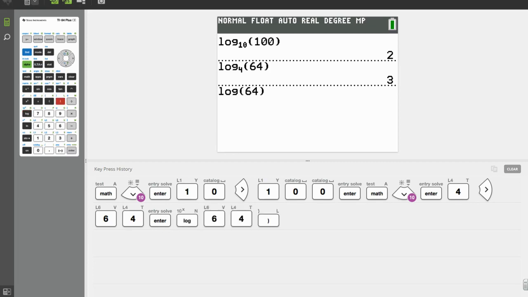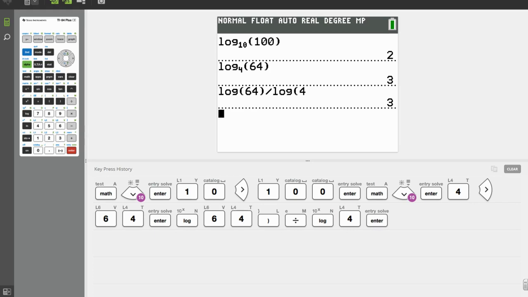In this case, I'm just using the log button that's right next to the number 7. This is log. This represents log base 10. We'll go over that in a second. And you can do it that way as well if you don't have that log function on your calculator.